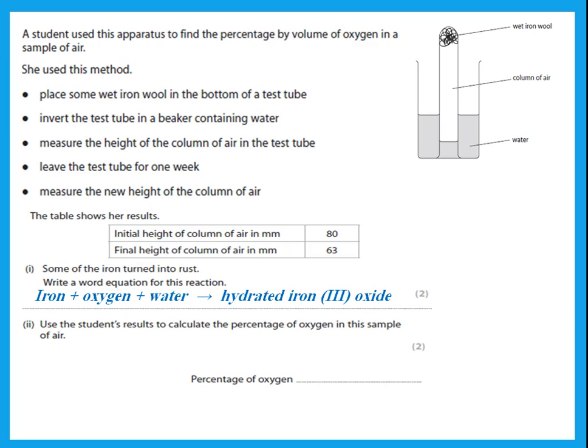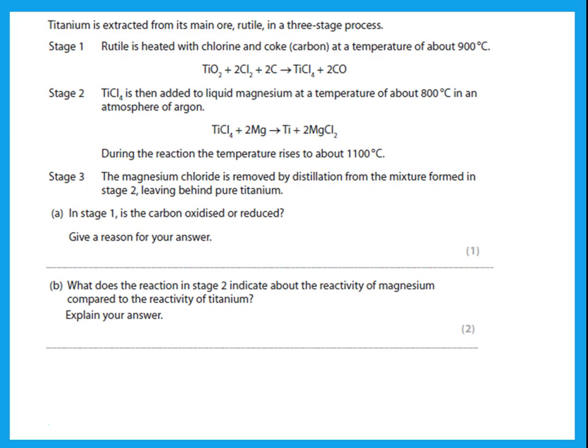Now use the student's result to calculate the percentage of oxygen in the sample of air. Now of course the iron reacts with the oxygen and the water goes up to replace the oxygen that reacts. So if I had an initial height of 80 and the final height is 63, then the difference between them is actually the amount of oxygen that was used up. Now I want percentage, so I divide this by the total initial height of the air times 100. That gives me 21% of air, which is the normal level of oxygen.